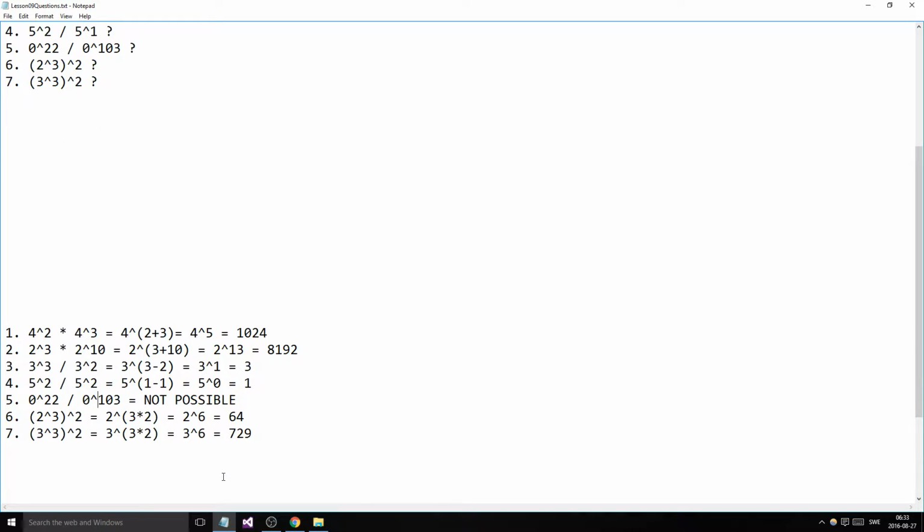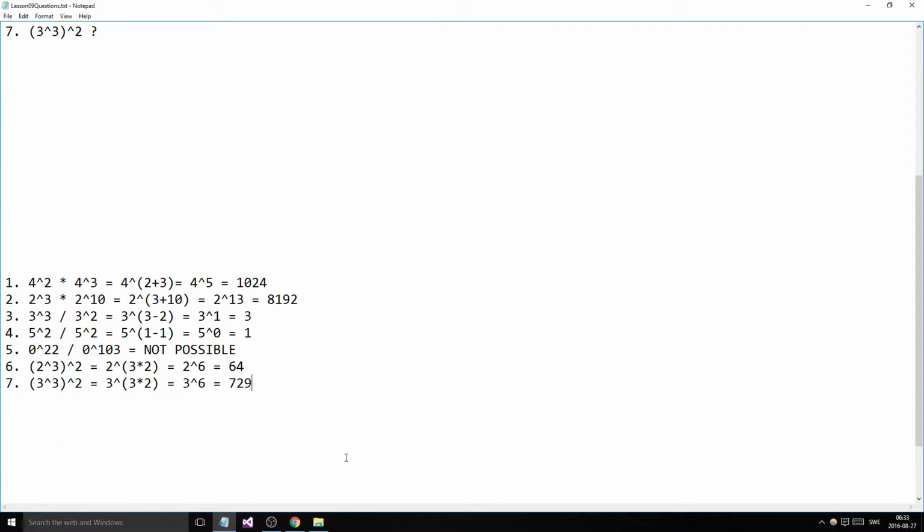And the next one, which is an exponentiation of an exponentiation, which is another rule. So you have your base and you have your two exponents, and you just multiply the two exponents together and you get a new exponent, a new exponentiation, which you can then calculate. Same thing for question 7. So there you have your answers right there.